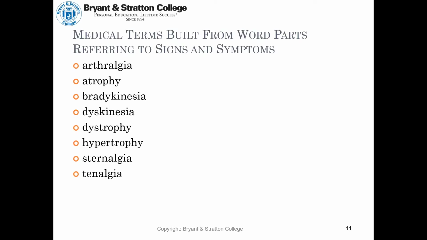So you'll see a lot of terms here referring to signs and symptoms. A few ones to point out: atrophy kind of means a degradation of tissue. Bradykinesia is like slow motion. Dyskinesia is dysfunctional movement, kind of unintentional. Dystrophy, again, same thing, is a dysfunction in the development of muscle.